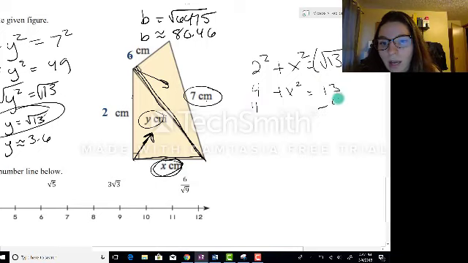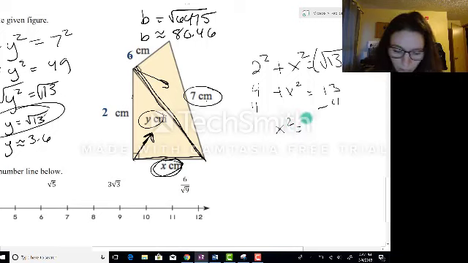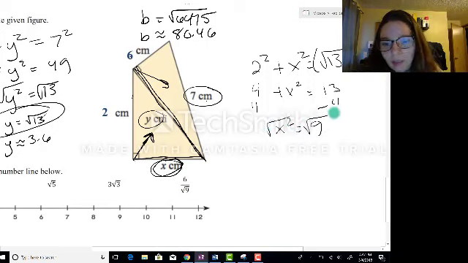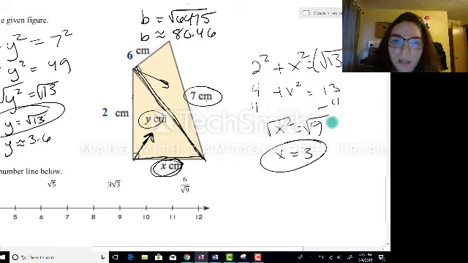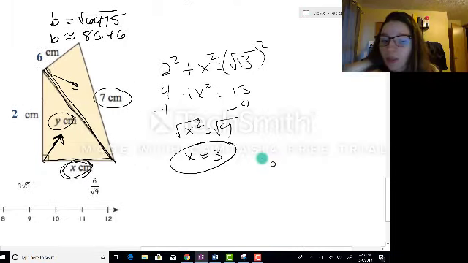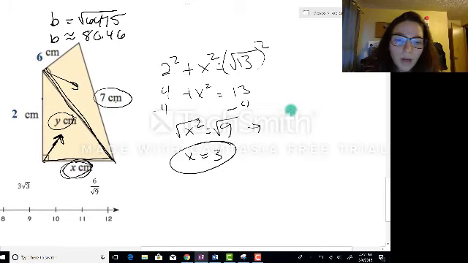Subtract 4 on both sides and you get x squared equals 9. Take the square root, you get x equals 3. There we go. I had a lot of students who stopped right here. They said x equals 9. Now, it's incorrect, because you didn't find just x.